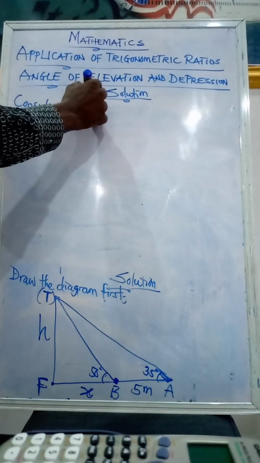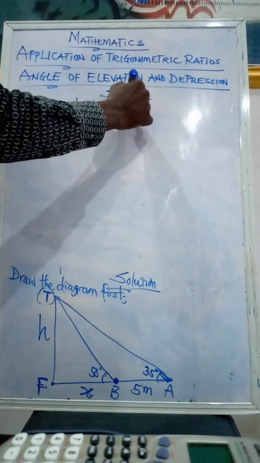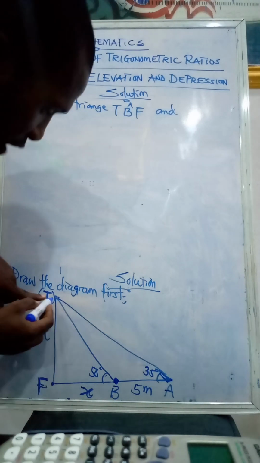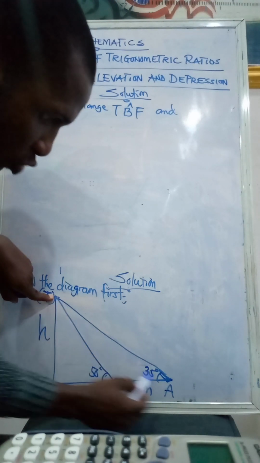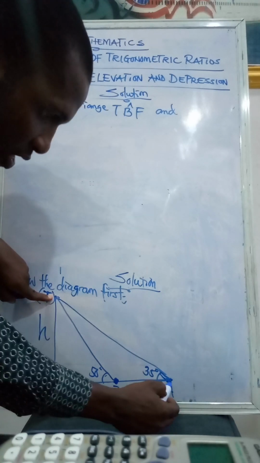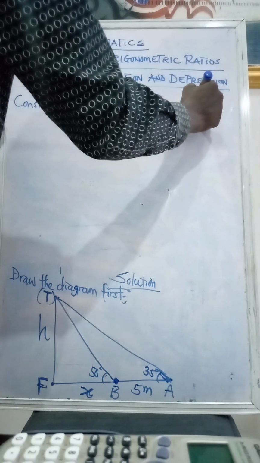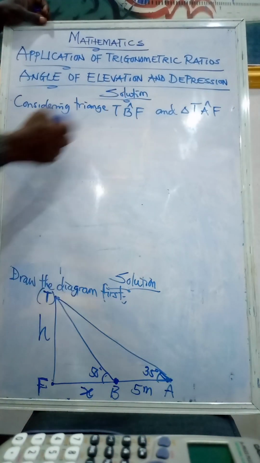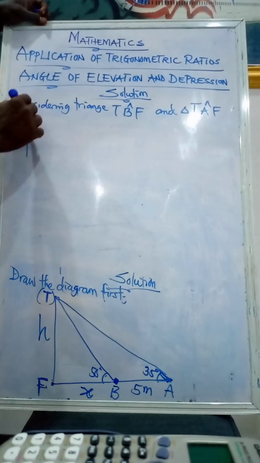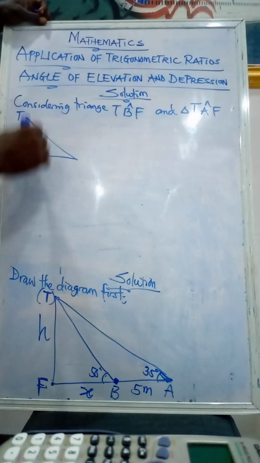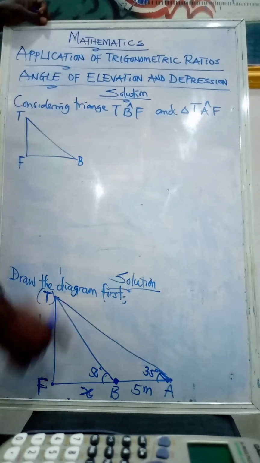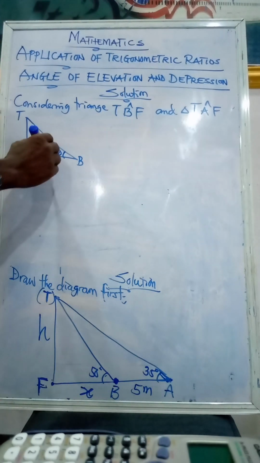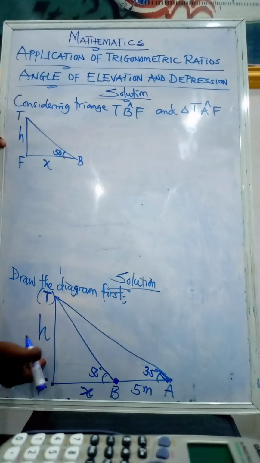So that is, we say, considering triangle TBF and the bigger triangle, which is from here to A, then to F, that's TAF, triangle TAF. Okay, we can bring out the two diagrams. For this one, the diagram is like this. We have T here, B here, then F here. Then we have angle 50 degrees. So this is X, while this is height H, according to this diagram.